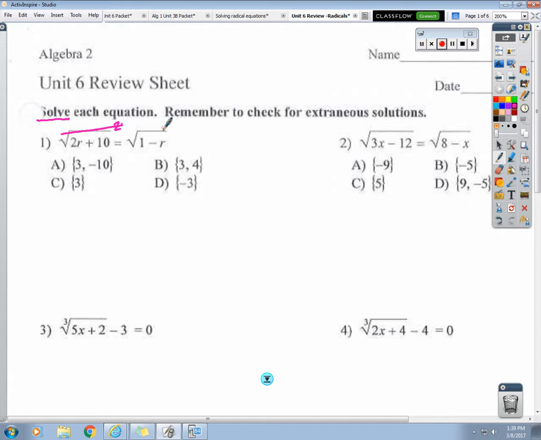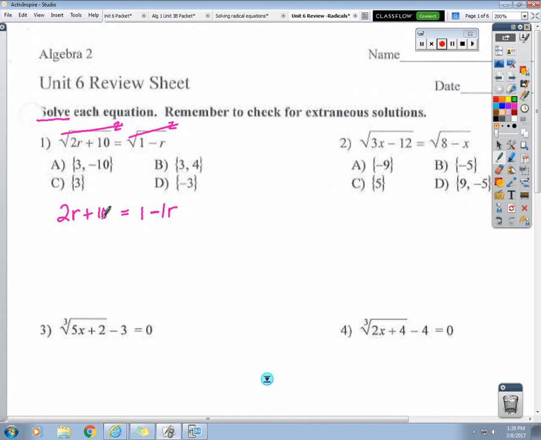And if you square that side, you have to square this side, which also tears that one down, leaving you 2r plus 10 equal to 1 minus r. And if it helps you, you could go ahead and write a 1 beside that. Now what do I need to do? Okay, we could do that. You can actually start this 4 different ways. You could subtract 2r, you could add 1r, you could subtract 10, or you could subtract 1.